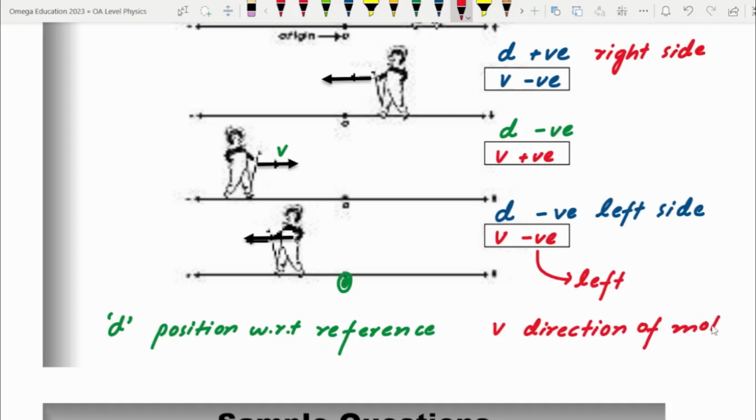Even if you're standing on the left side or right side, if you're moving on the right side, no matter where you stand, your velocity would be positive. Likewise, no matter where you stand, if you're moving towards the left side, your velocity would be negative.